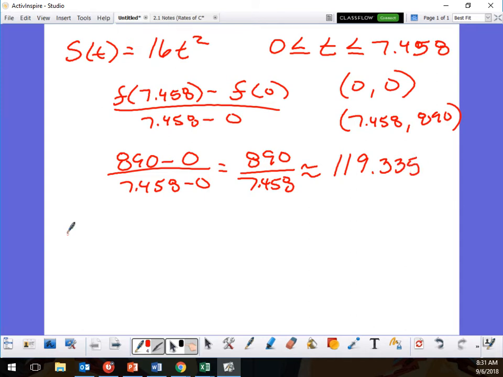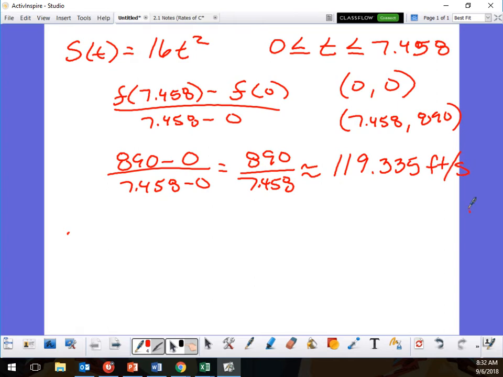Okay, so now, is this a rate of change? Yes, it is a rate of change, right? So what are my units on my rate of change? Miles per second? No, not miles. What were my units? Feet. So it's feet per second.